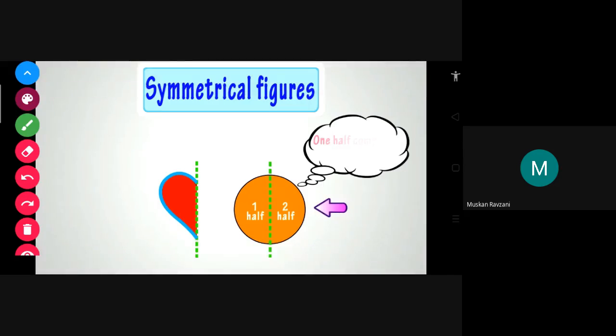Okay. Now sometimes some shapes. Someone's mic is unmuted, so please mute the mic.